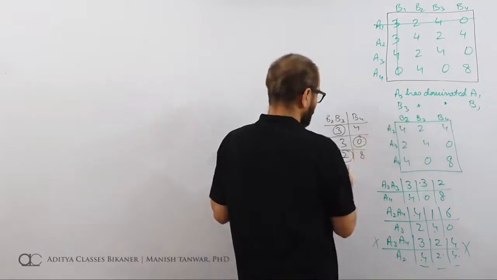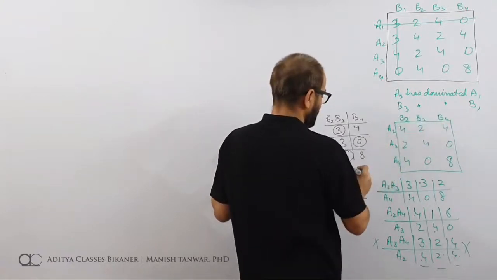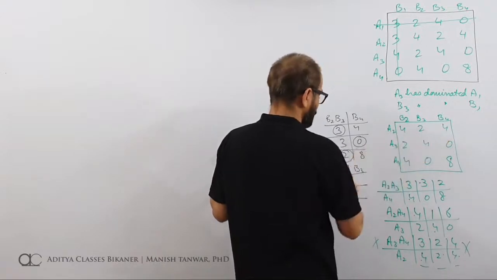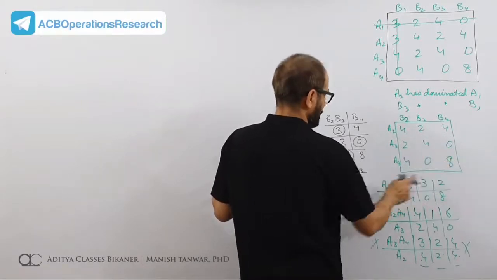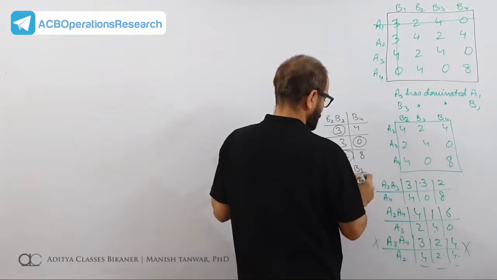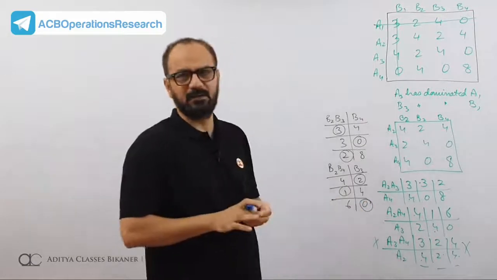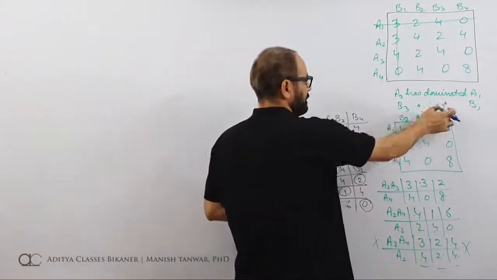Let us combine B2 and B4. Now, if B2, B4 will combine, they'll play it against B3. B2, B4 is 4 plus 4 is 8, 8 divided by 2 is 4. 2 plus 0 is 2, divided by 2 is 1. Then I have a 2, 4, 0. This is smaller value. Again, I do not have any kind of dominance. So, B2 with B3 was no dominance, B2 with B4 was no dominance.